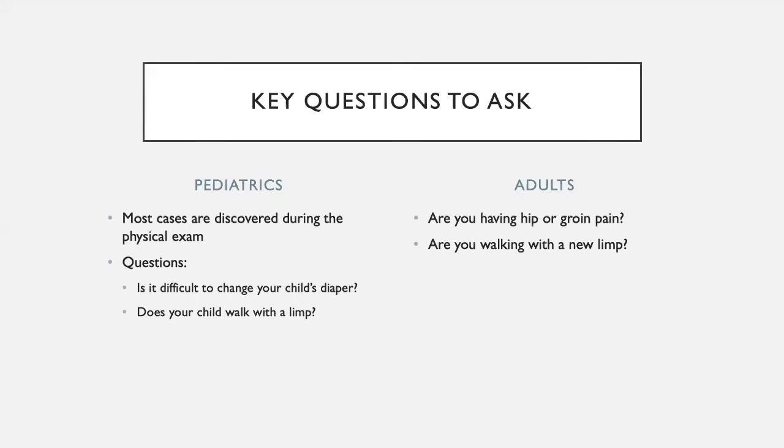In adults, you're going to ask if they're having new hip or groin pain. Pain is often the first sign in adolescents and adults, and the pain will be described as deep in the front of the groin. It will increase with walking, standing, or running, may occur at rest, and may be associated with the sensation of catching, popping, snapping, or locking that is usually painful. You're also going to want to ask if they're walking with a new limp, which is very common in the early stages, and this can be a painless limp or a limp associated with pain.